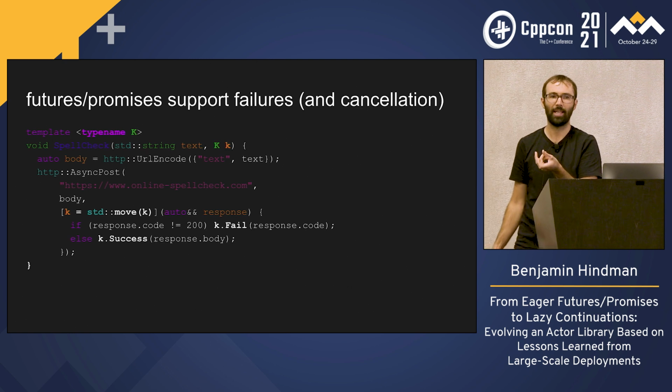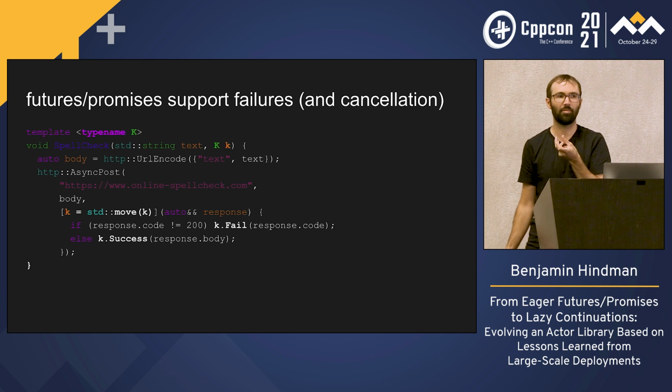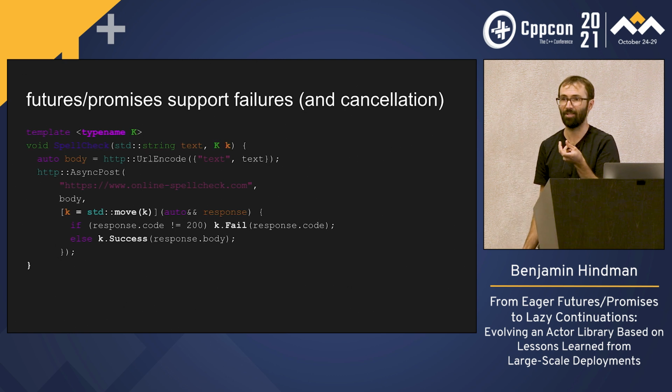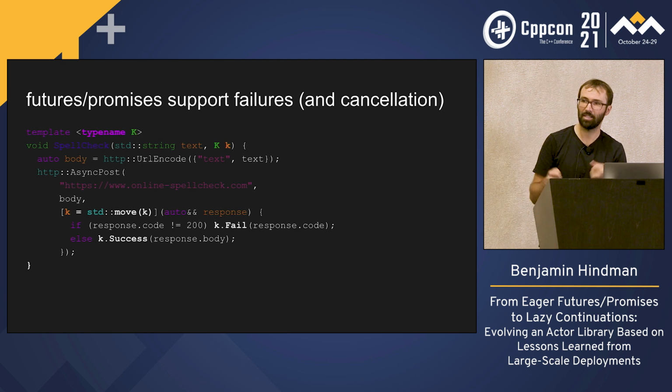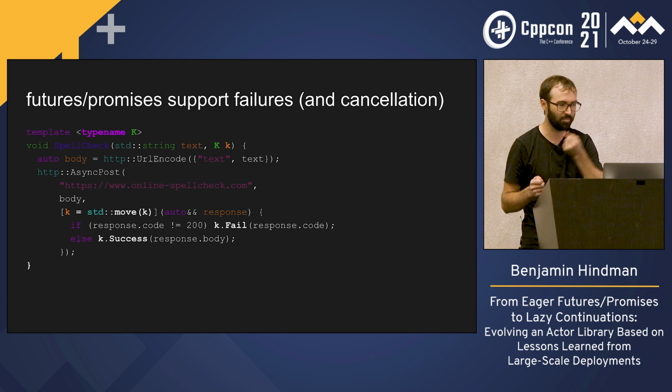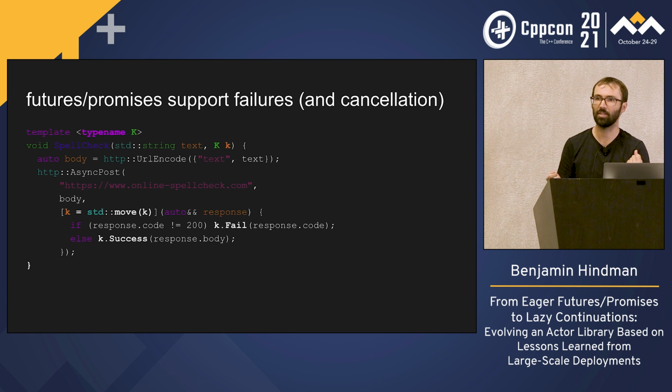And rather than just calling k, we'll actually have functions we can call in k. We can either call k.fail, or we can call k.success. And we'll have this continuation that gets passed in. If we want to go down the failure path, we'll call fail. And if we want to go down the success path, we'll call success.